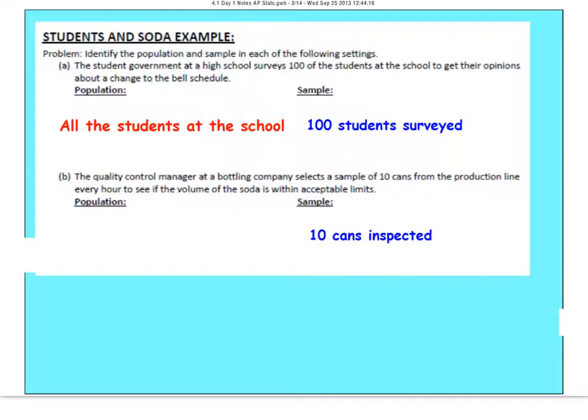Now, very specifically, what is the population in this case? Be careful, we are talking about all of these cans, but it's all the cans every hour. So we do want to be specific enough and say it's all the cans produced that hour.